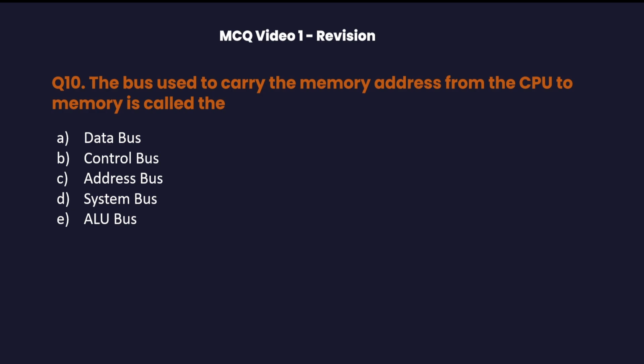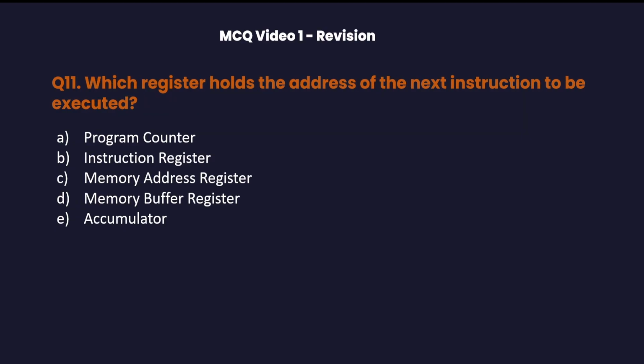Question number 10. The bus used to carry the memory address from the CPU to memory is called the. The right answer is address bus. What does a data bus carry? Actual data and instructions. And what does a control bus carry? Control signals like read, write, clock signals. Question number 11. Which register holds the address of the next instruction to be executed?